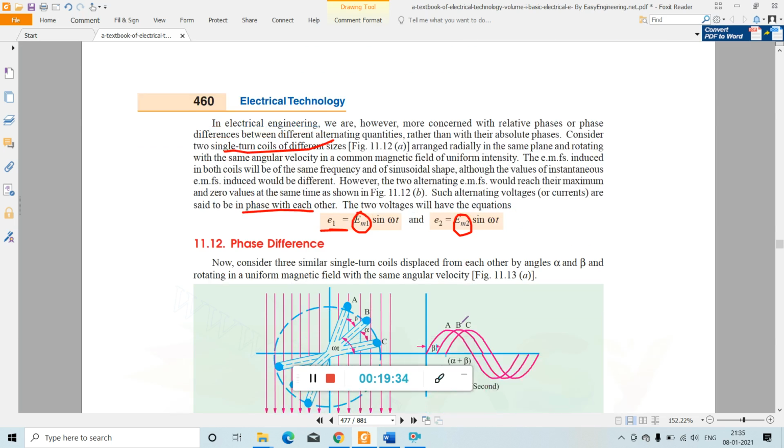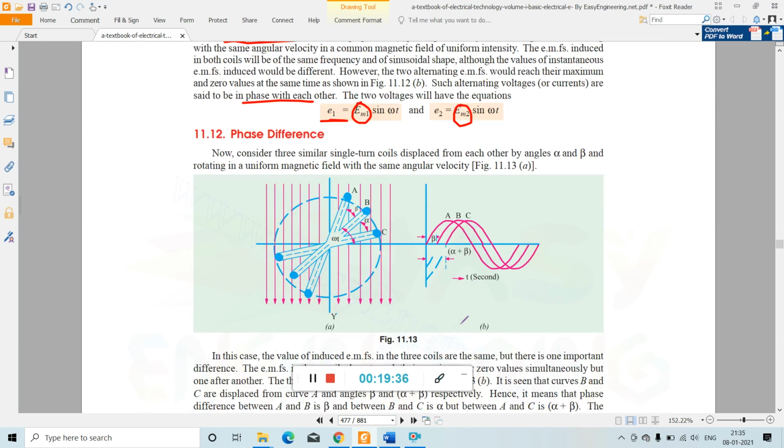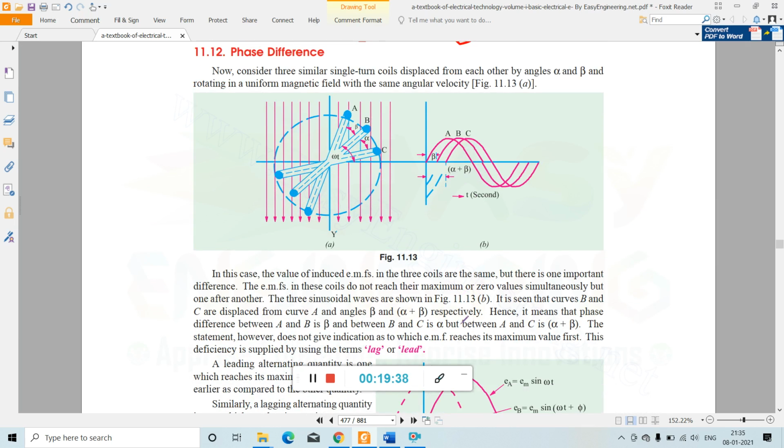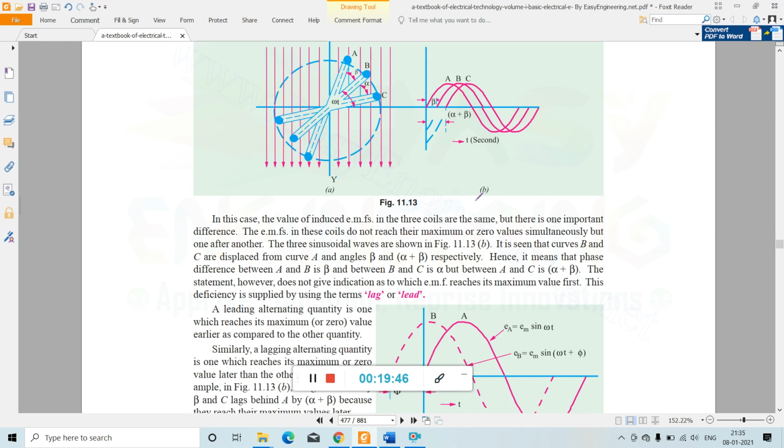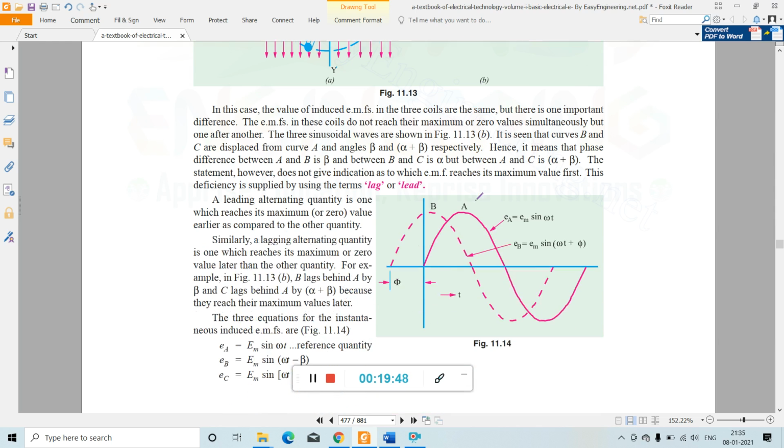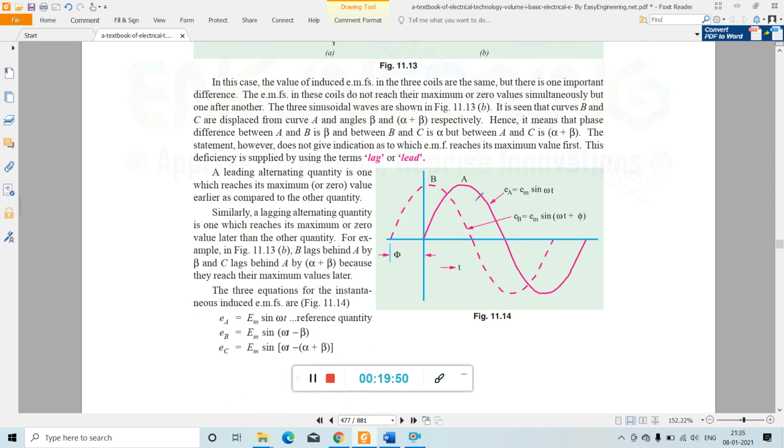So what is this phase difference? Just do one thing, this is your homework. Study about this phase difference by yourself, and in the next class I will describe the phase difference. Okay, thank you.